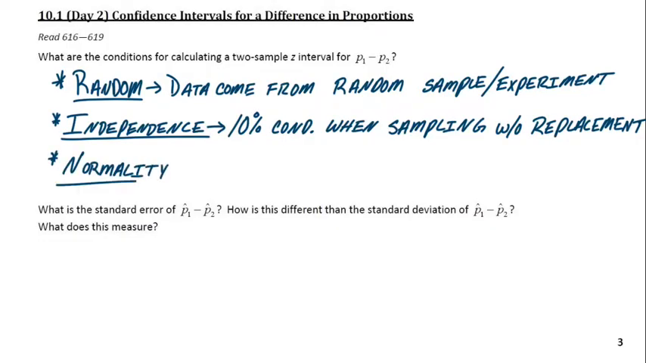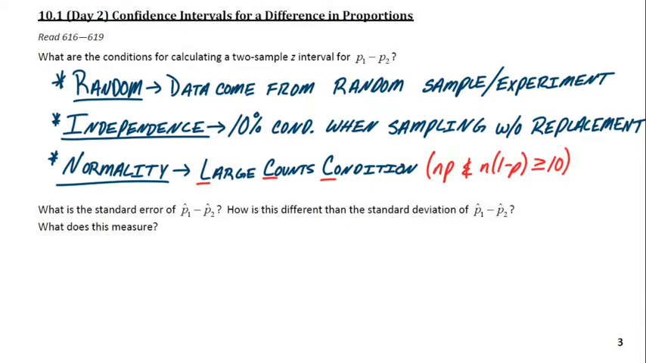And then for normality, which we're familiar with, we need to keep this for both samples. So the large counts condition, which was 10 successes, 10 failures, has to work for both samples, the one that P1 came from and the one that P2 came from. So we're making a two-sample Z interval for the difference in proportions: random, independent, and normality. The three conditions we've come to know and love in AP Stats.